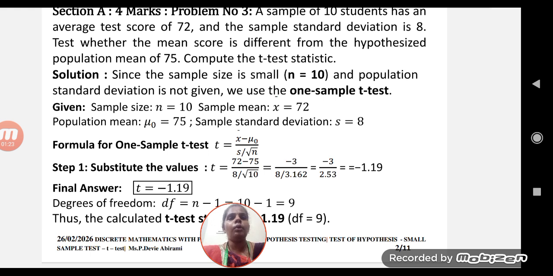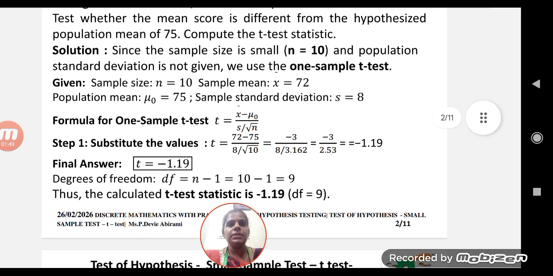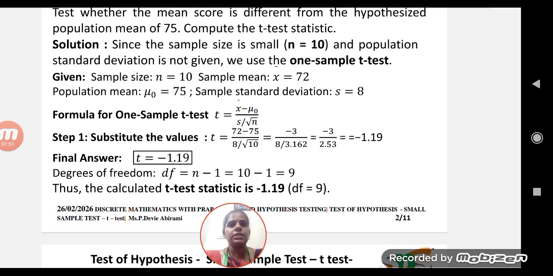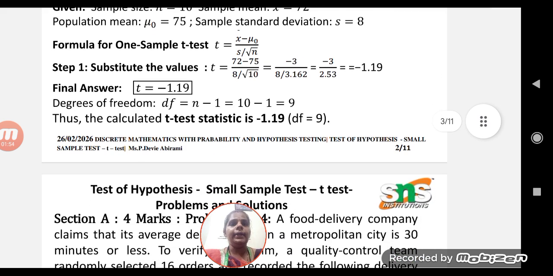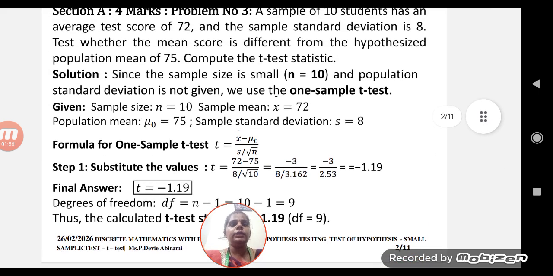I already told that the formula is (x minus mu naught) by (s by root n). So I know all the values of this formula. If I substitute it, I will get the answer as minus 3 by 8 by 3.162. If I divide it, I will get 2.53. Finally, dividing minus 3 by 2.53 will give you the answer minus 1.19. So here the degrees of freedom is 9. So the t-test statistic value is minus 1.19. This is how we have to calculate the one sample t-test for the given data.